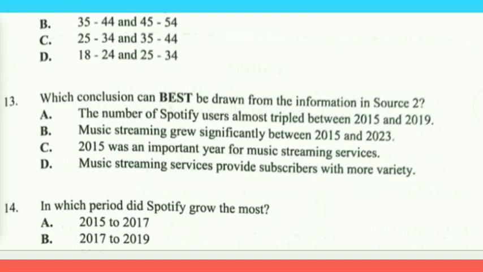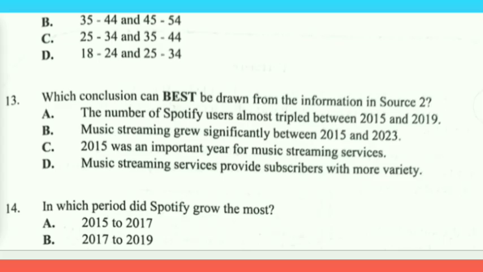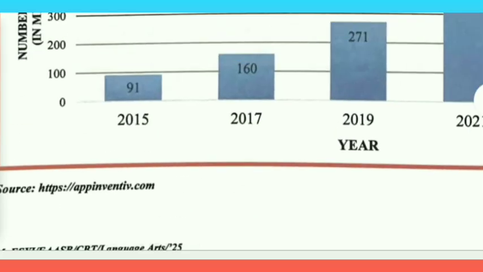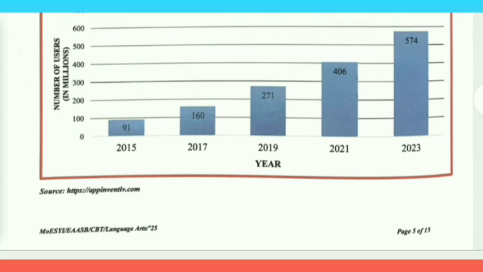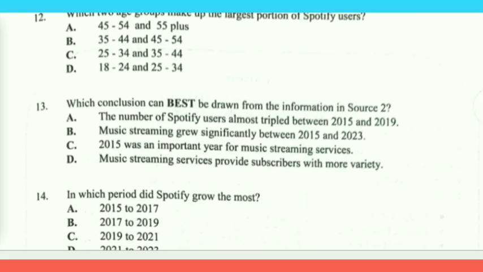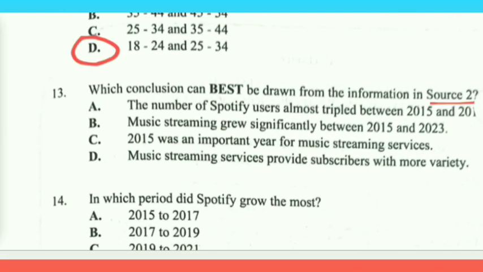B says music streaming grew significantly between 2015 and 2023. Let's look if we have significant growth. Of course, from 91 million to 574 million. We've gotten close to 500 million in growth from 2015. If you take 91 from 574, you can work that out. You're looking at some pretty high 400 and something million growth. So the answer is B. Streaming grew significantly between 2015 and 2023.